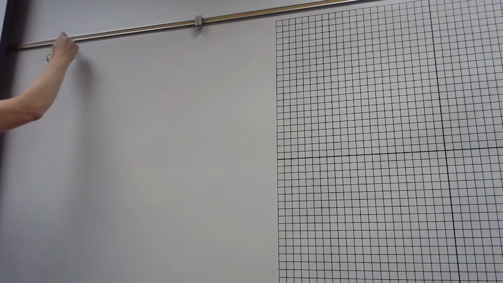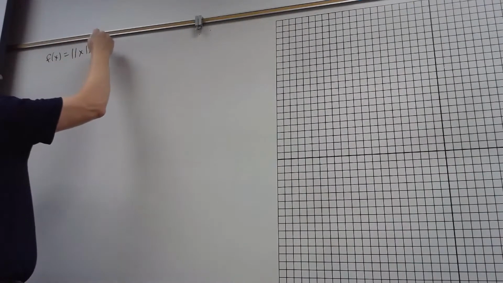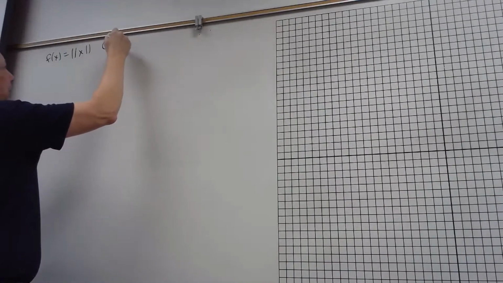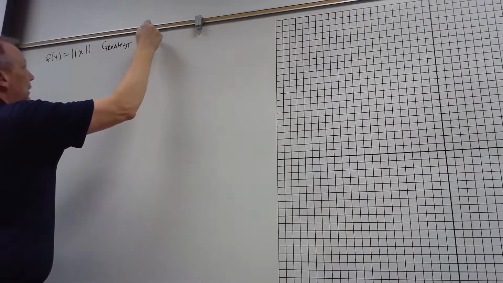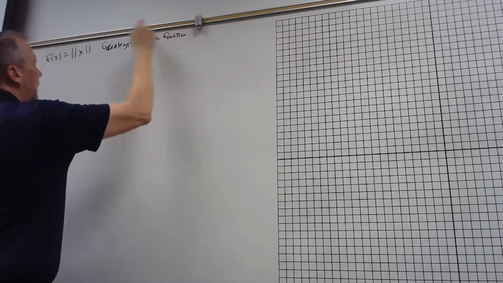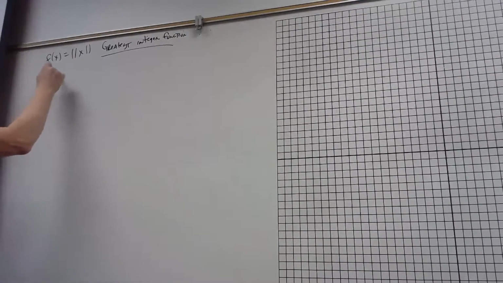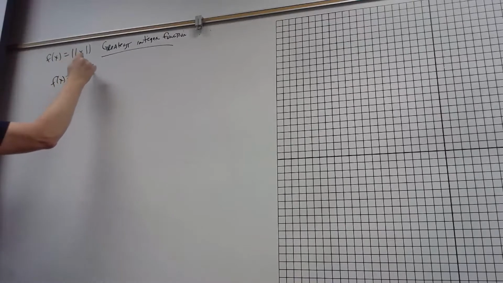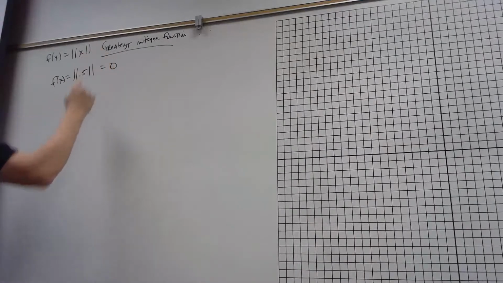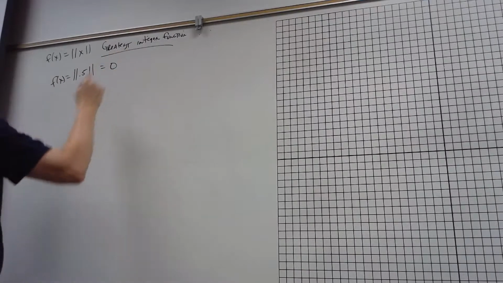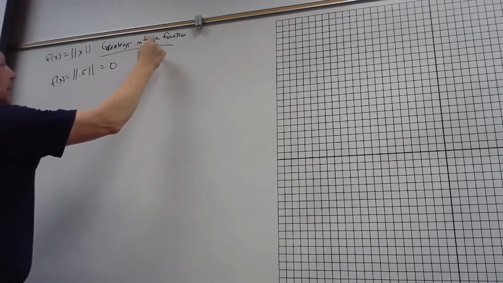Now, I'm probably going to write this f of x equals, it looks like 2 lines. This is known as the greatest integer function. It looks like 2 absolute values on there. And the idea, so if I had f of x equals 0.5, the greatest integer in that case would equal 0. And so here's how it works. This is also known as a step function.